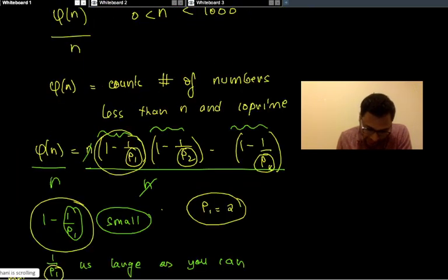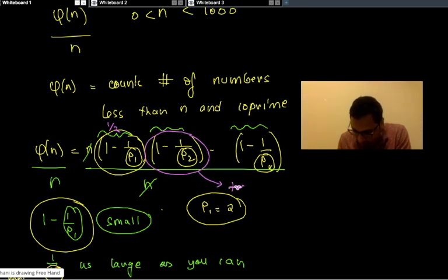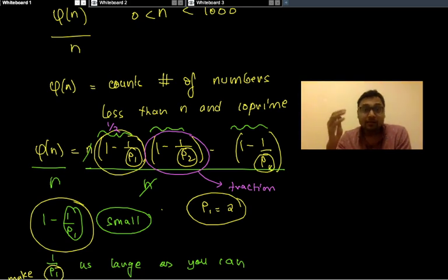If this one is half, then we can make this a fraction as well. This is a fraction. Our goal is to make this as small as we can. Remember, multiplying by a fraction will actually make this smaller.